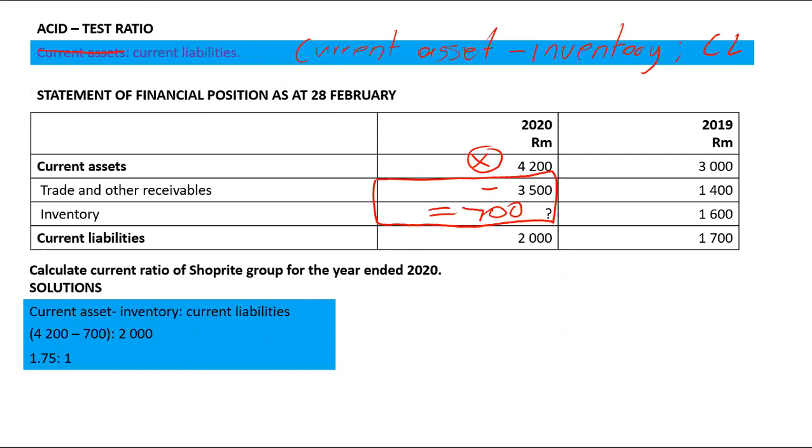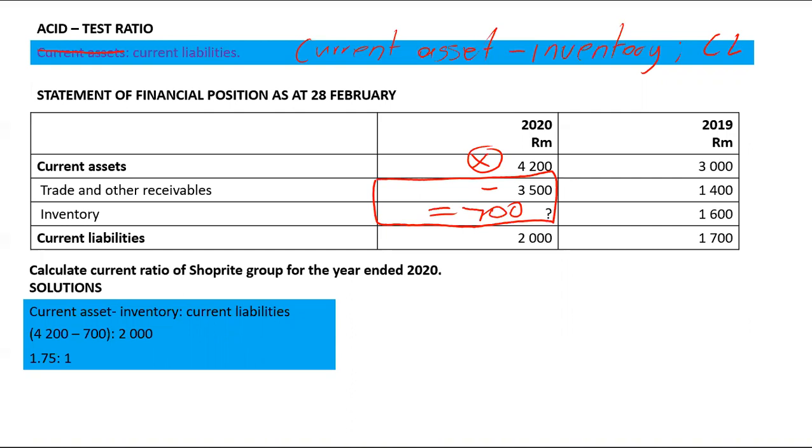So what can you say about the liquidity of this company, of ShopRite in this case? Is it good or is it bad? Good. Why are you saying it's good? Because the current liability is lower. So here's the question. Will ShopRite be able to settle its debts without selling? Yes, it will. It will be able to settle its liabilities without selling.